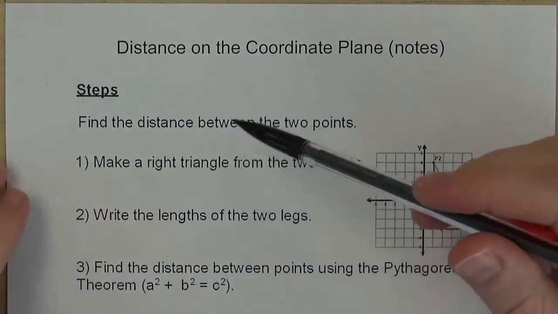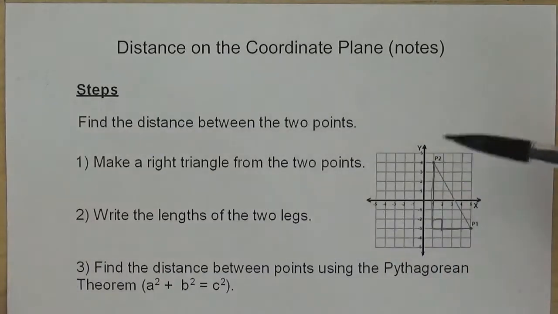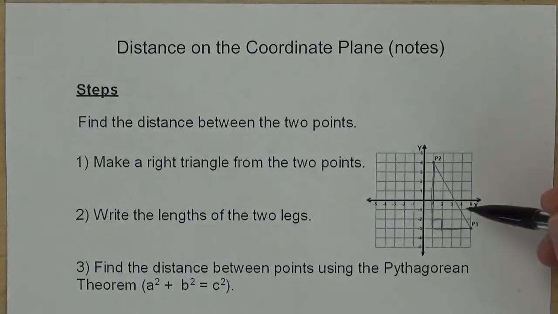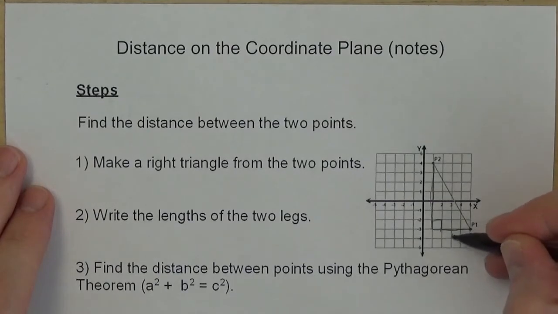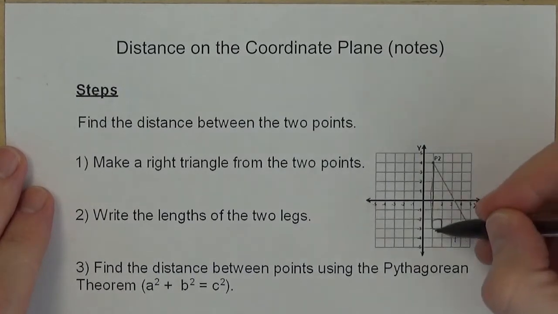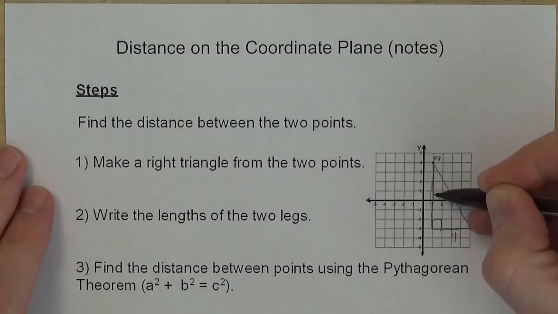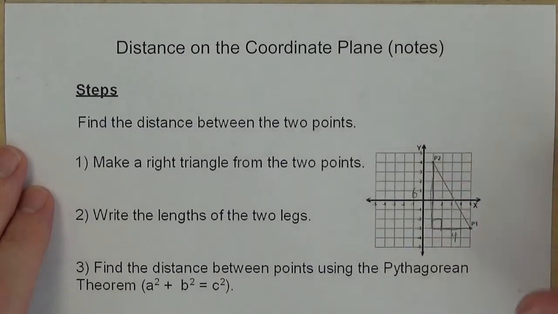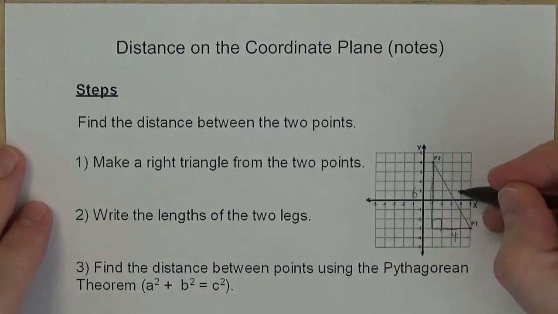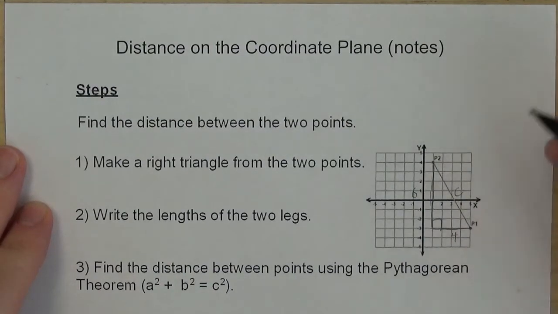So it says, once we make the right triangle, write the lengths of the two legs. To find the lengths of the legs, all we're going to do is count the side lengths using what we see on the coordinate plane. So you can basically just count using the spaces we have here. So 1, 2, 3, 4 for this side right here. And then for this side, 1, 2, 3, 4, 5, 6. And then this is the side we're looking for. We don't know, so just label it C.